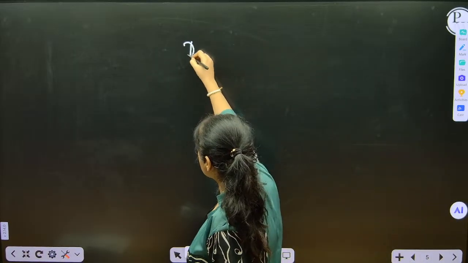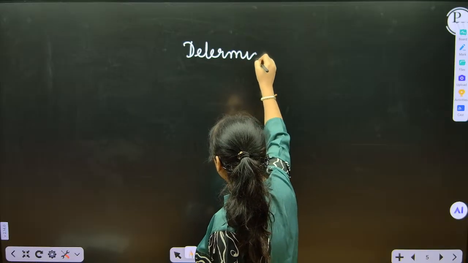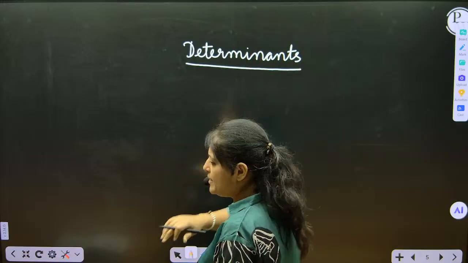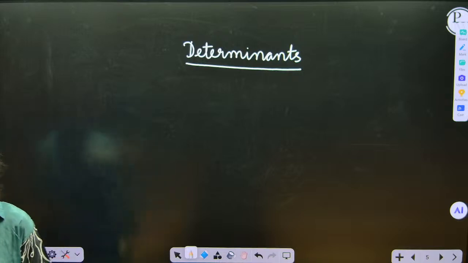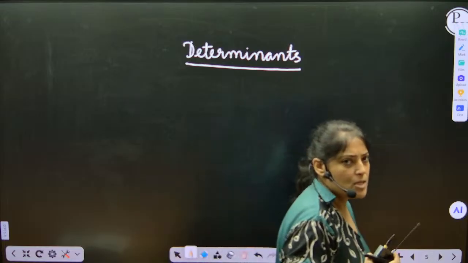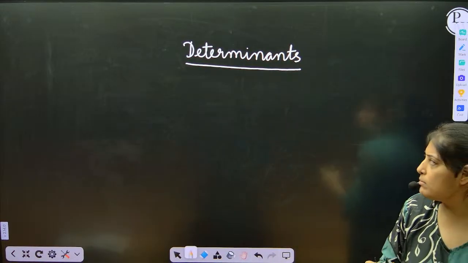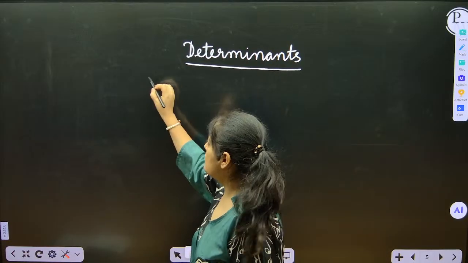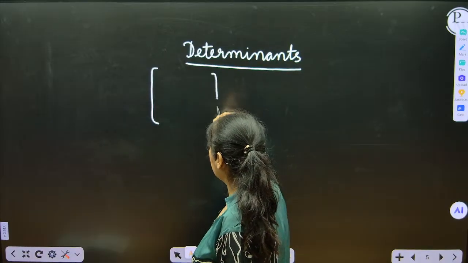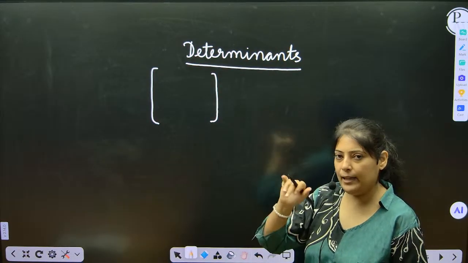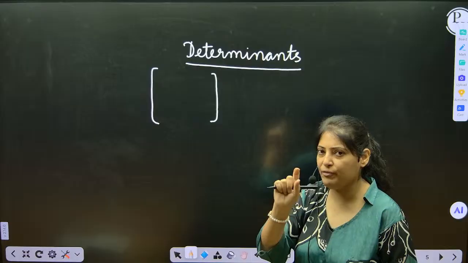Next topic I am starting today is determinants. Now matrices and determinants is one full chapter. I'm starting this topic, and on the basis of that, whatever things come, I'll explain to you, and you have to understand. Now, whatever matrix is given, I'll tell you how to find the determinant of a matrix.